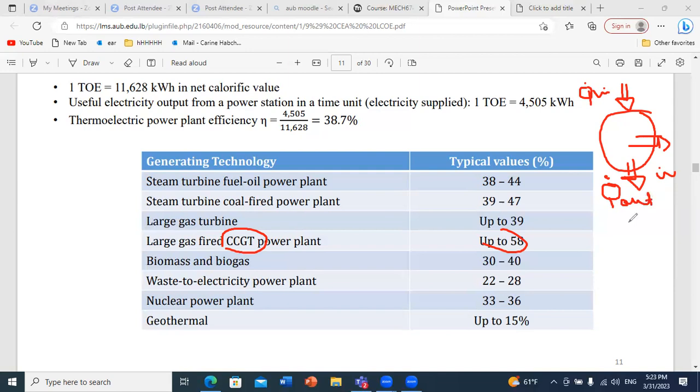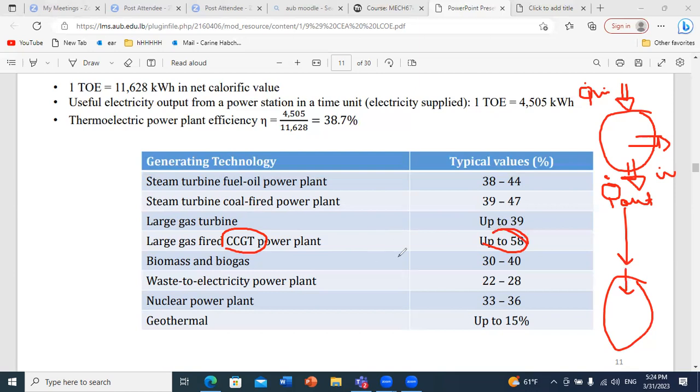The heat recovery process will consist of the following. After rejection of heat, I will use it to operate another cycle. So Q dot out of my gas turbine will be the heat input to another cycle. Typically, it's a steam cycle, and this will allow me to use the rejected heat in an efficient way, and this will lead to an increase in my efficiency.